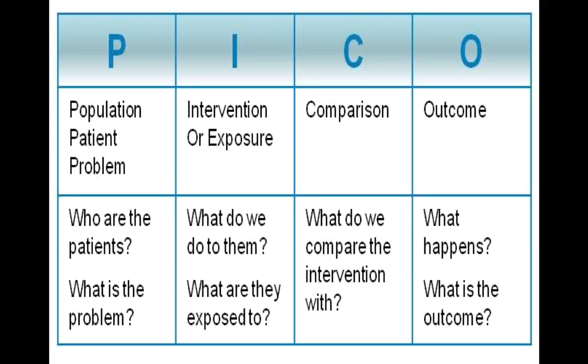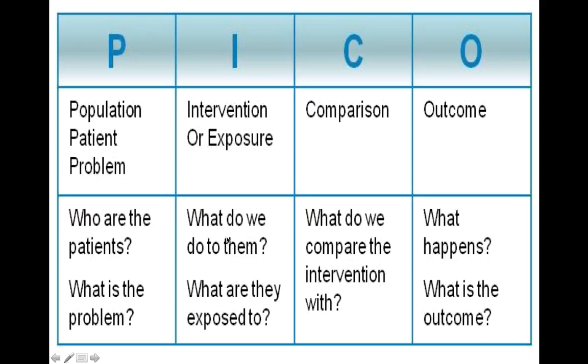So let's not forget, right? We have our PICO question here. So we have our P, our I, our C, and our O. Our P is our patient population or our problem. So who are they or what's the problem? For example, that could be ankle sprains. All right? Our I is our intervention or exposure.